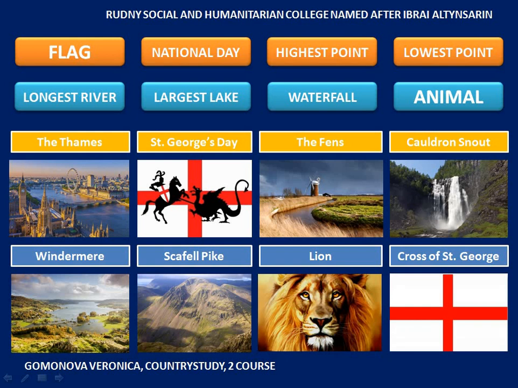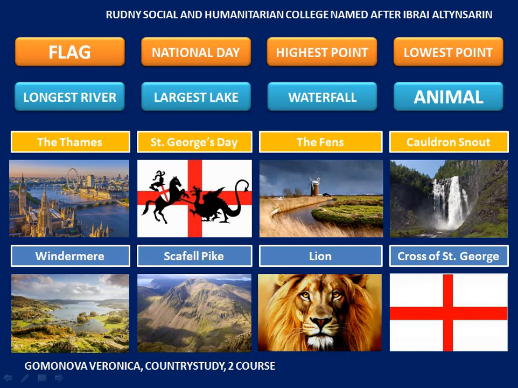And the first one is a flag. The flag of England is called Cross of St. George. It is a red cross on the white field. The next one is the National Day. The National Day of England is St. George's Day, and it is on the 23rd of April.